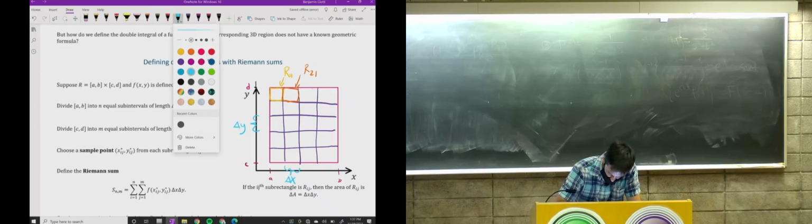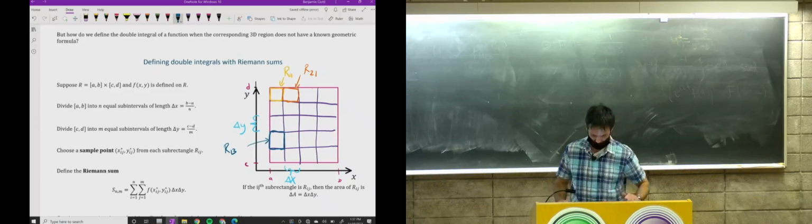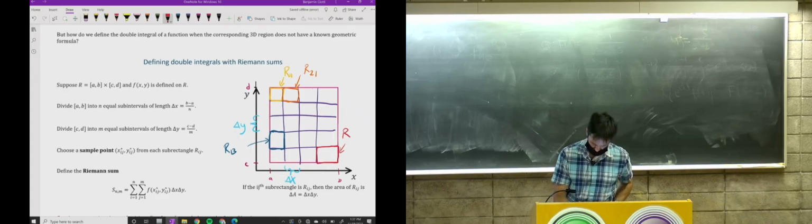Let's look at another one. How about, say, this one right here? That would be R1,3. What would the bottom right corner be? This one right here. R4,5?